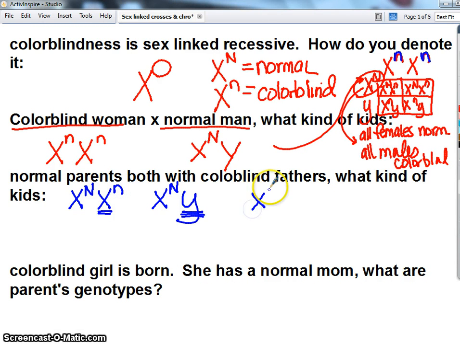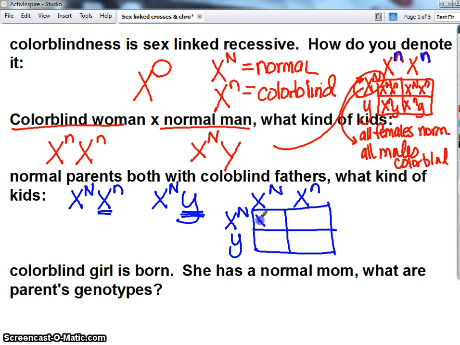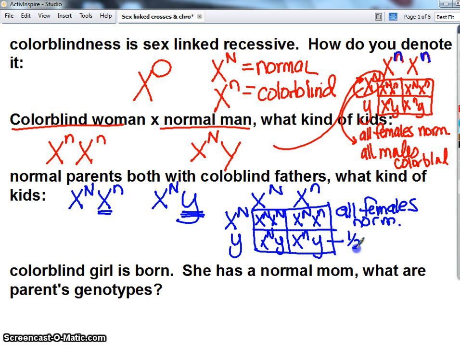And now we just do the same exact cross again. X big N, X little n, X big N, Y. And we look at our outcome. X big N, X big N, X big N, X little n, X big N, Y, and X little n, Y. So in this case, all of our females are going to be normal. But this time, half our males will be normal and half of our males will be colorblind.